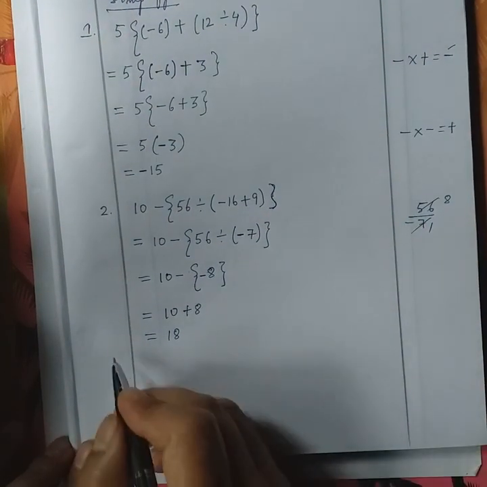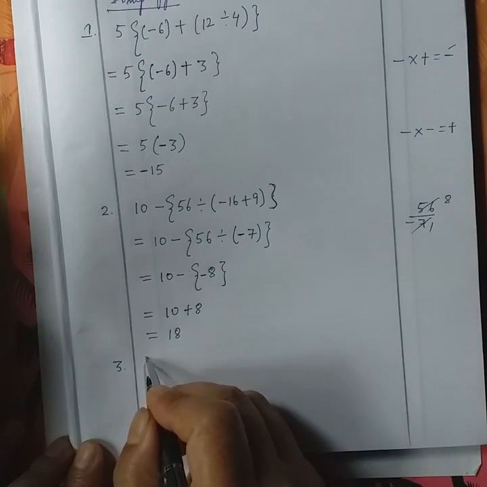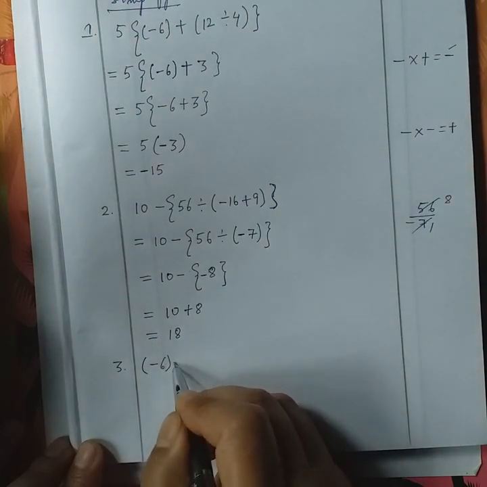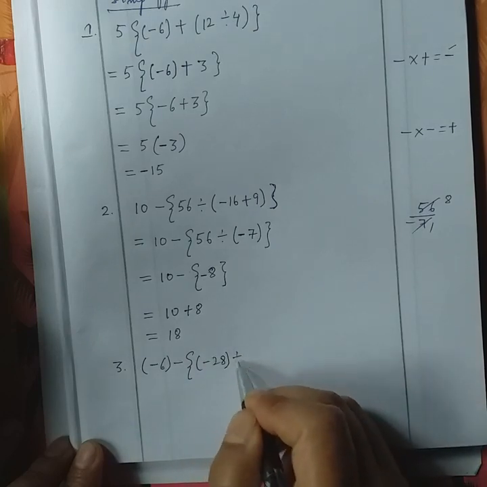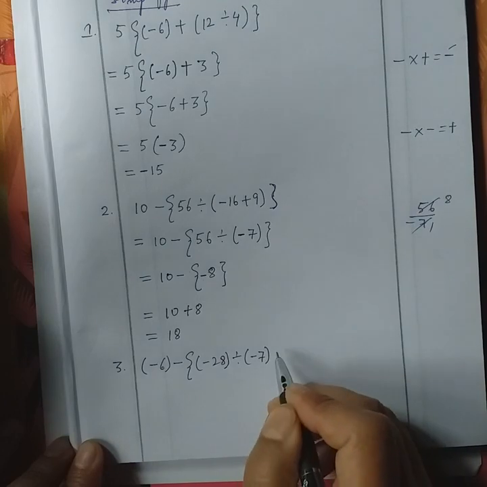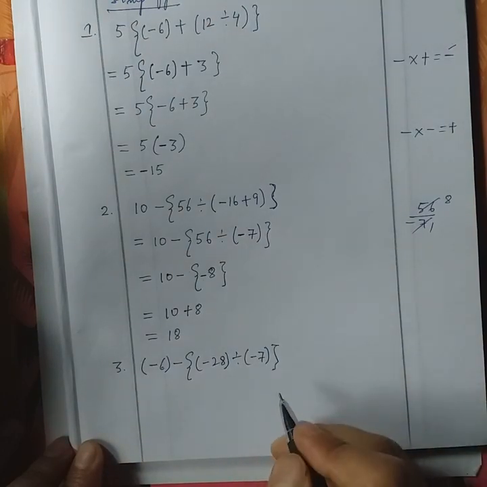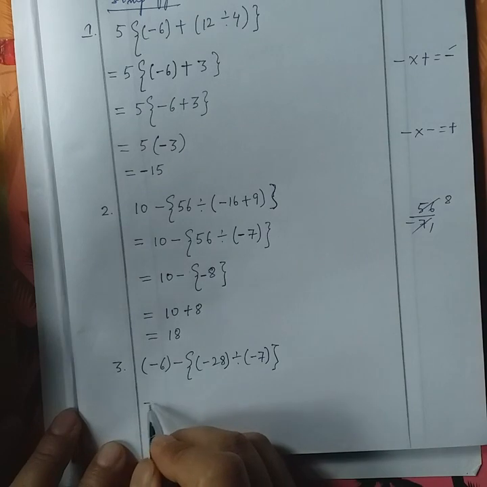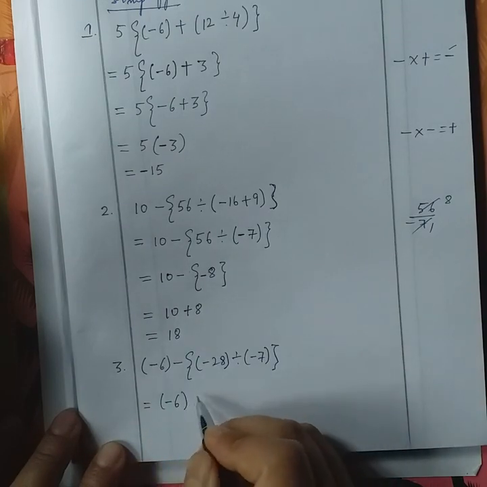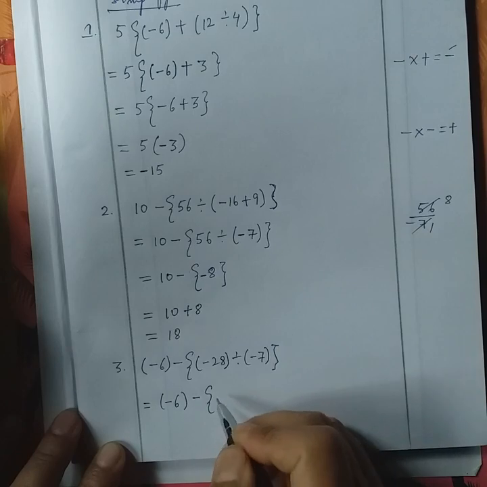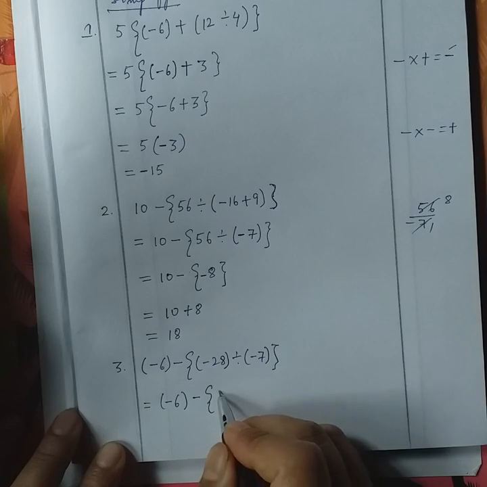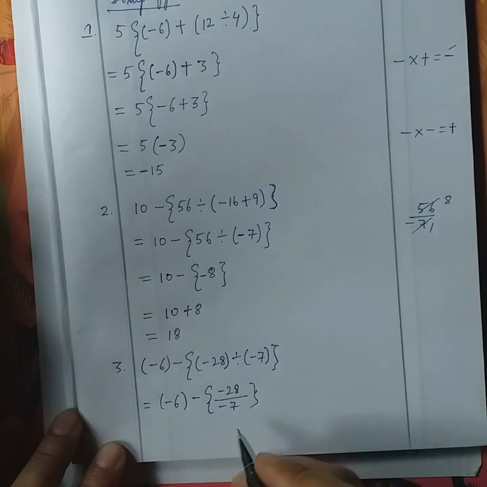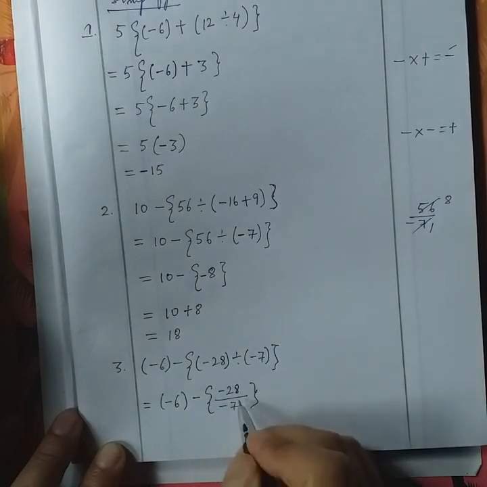Now question number 3. It is like this: minus 6 minus {minus 28 divided by minus 7}, this is called a bracket. So equals to minus 6 minus, inside this bracket let us write it in fractional form, minus 28 divided by minus 7. Close the curly bracket. Inside this bracket, let us work.